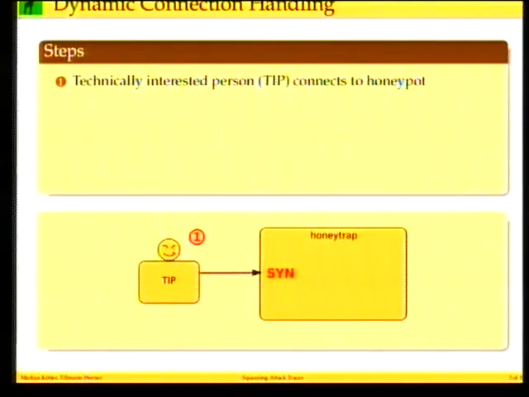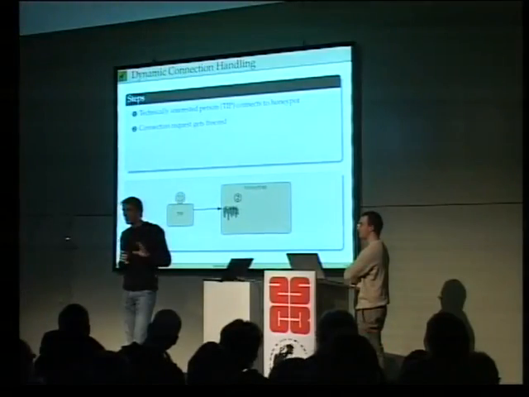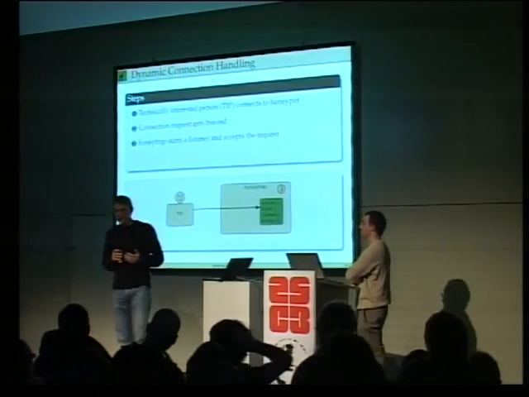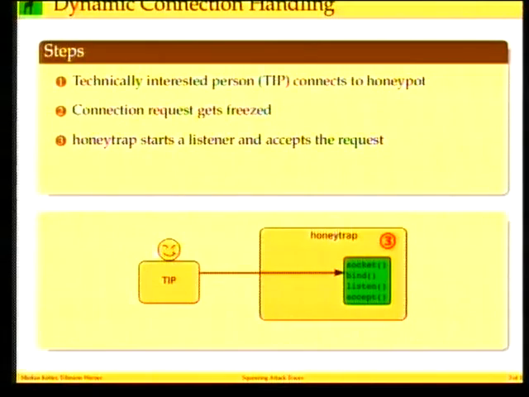On the left, we have our technically interested person, TIP. The technically interested person connects to our honeypot. Here you see a SYN segment. And in our setup, the SYN segment gets frozen by Honeytrap. So Honeytrap tells the kernel, freeze this SYN segment, I will come back to you later. After that, you have time to fire up a server on that port. So you call socket, bind, listen, and so on. And then you can unfreeze the SYN segment. So you have started a dynamic server which can then handle the connection.